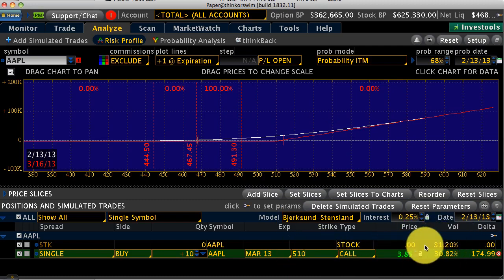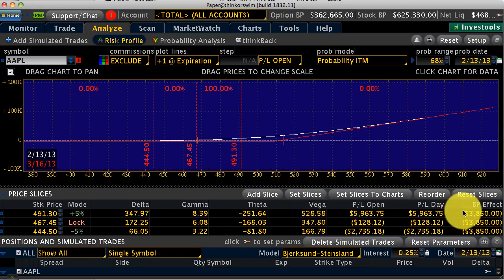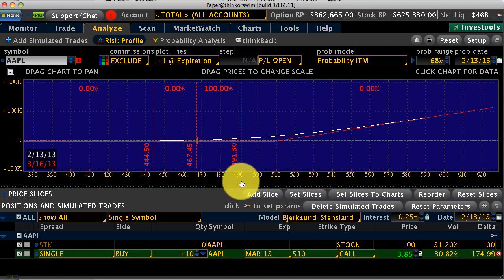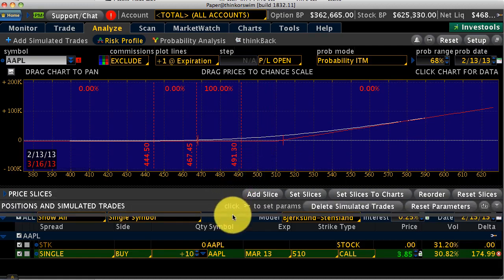Immediately, you can see that the platform changes the price. Now you're going to pay only $3.85 for this call option. And if we look at the buying power effect for 1,000 shares, it's going to be 3,850. And that's what the broker is going to hold from your account. So let's now look at this option in a little bit more detail.